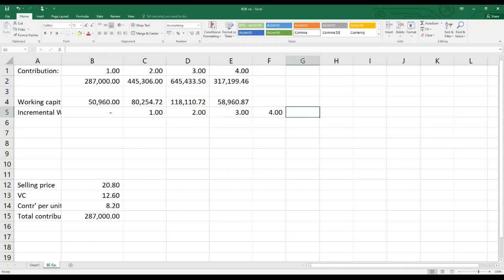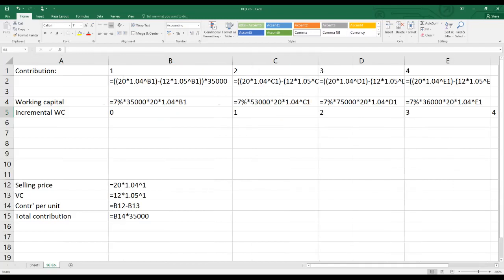Could you please show your formula again for the working capital? Okay, for the working capital, there is my formula for year one. There it is, 7% of the revenue: 5,000 units times 120 times 1.04 to the power of 1.